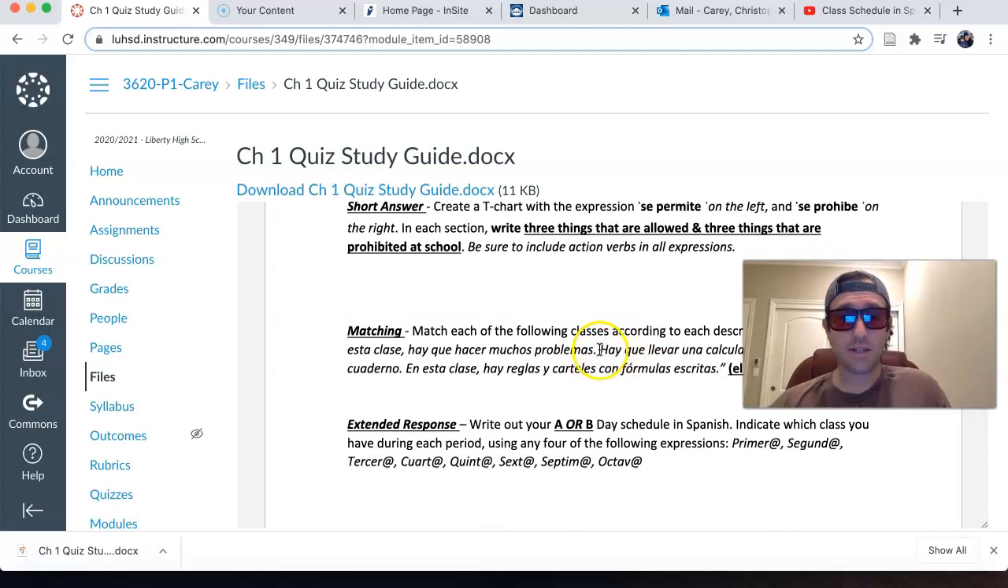Matching, we practiced the past couple classes. That was your homework for today, was to do descriptions of your classes, your favorite core class, talking about the activities, the items you bring to that class. So that'll be a matching section for the exam. And then writing out your class schedule, which is what we're going to focus on today.